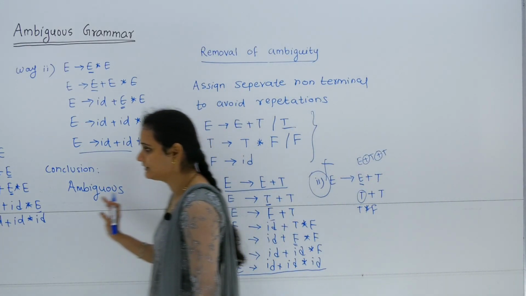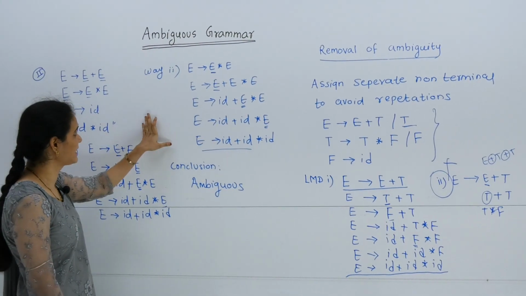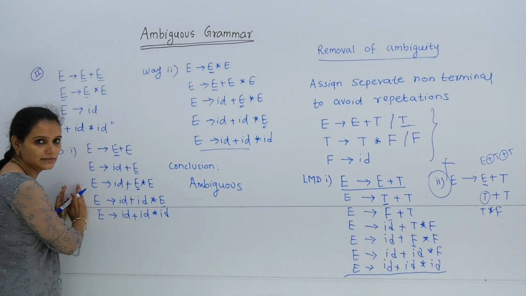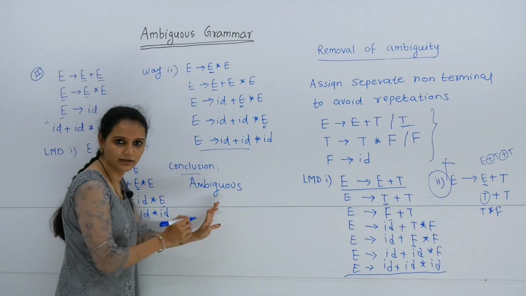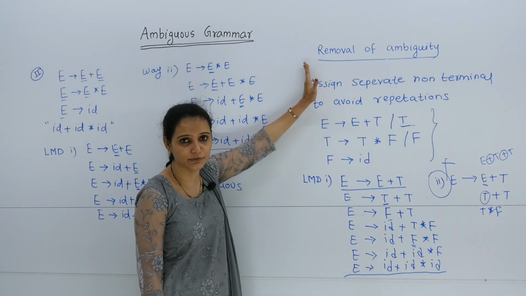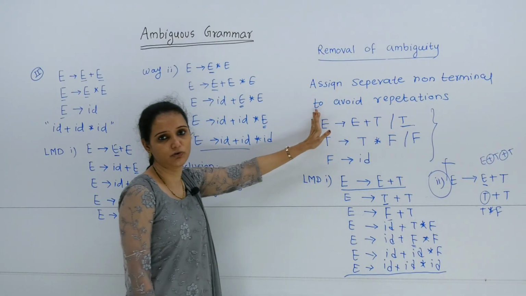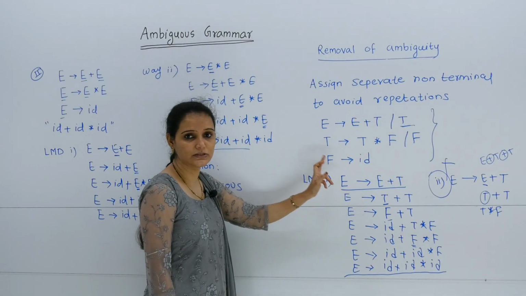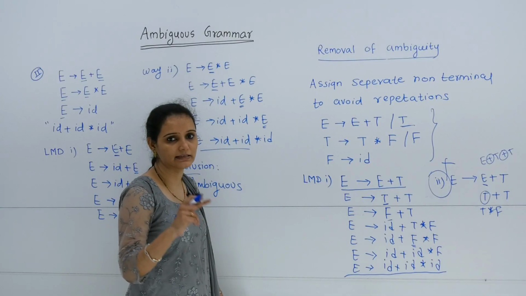So here students, in this video we have seen an example of an ambiguous grammar. One example is given. We find that one way by using leftmost derivation, another way is also present. So we have concluded the given grammar is ambiguous grammar. The other task given is to remove the ambiguity. So how do we remove the ambiguity? Assign separate non-terminals to avoid the repetition. So here we have assigned T and F, these two separate non-terminals, instead of using capital E, the same letter, repeatedly.